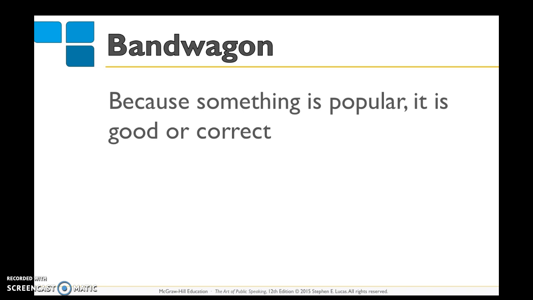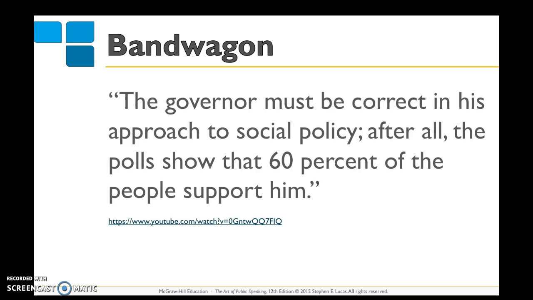Because something is popular, it is good or correct. The bandwagon fallacy assumes that because something is popular, because people like it, because people are all doing it, it is therefore good, correct, or desirable. But obviously that is not always the case. So here's an example of the bandwagon fallacy.